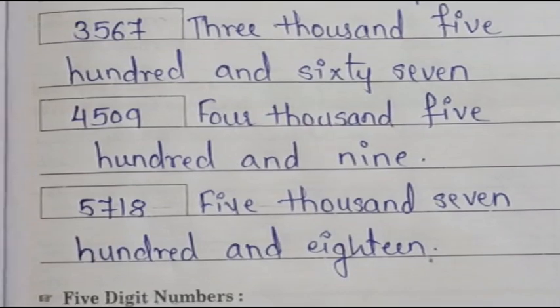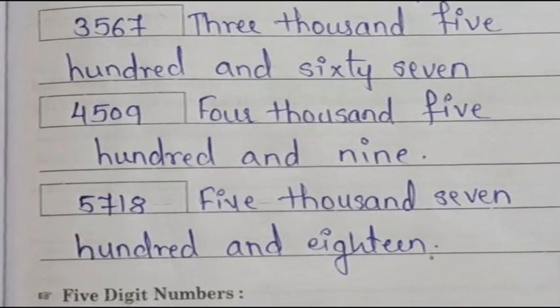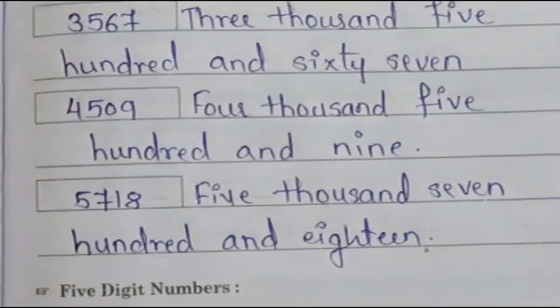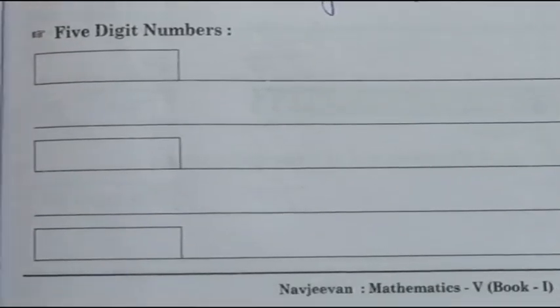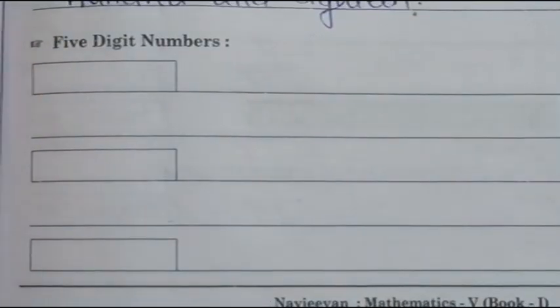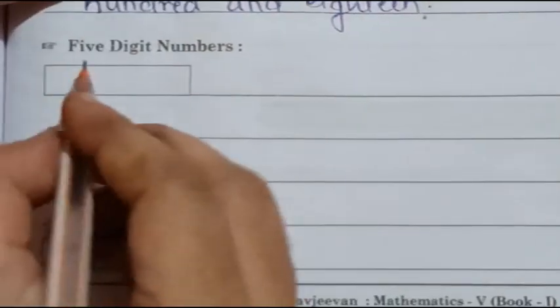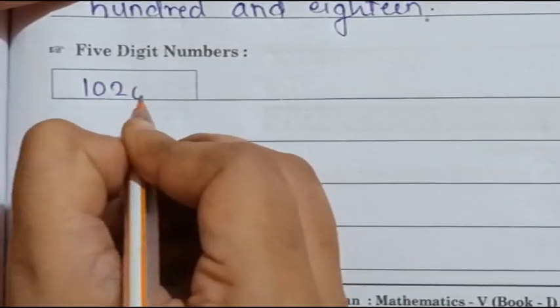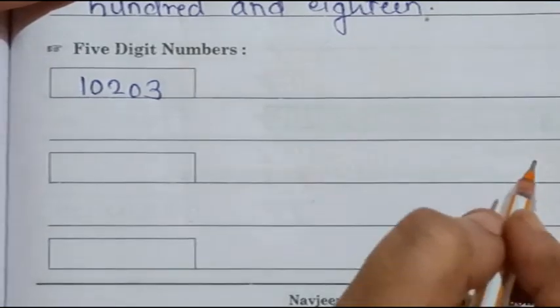Clear? So with this we have completed the 4-digit numbers. Now let's move ahead with the 5-digit numbers. This question I had given you all as homework, right? So now let us solve it. So you all can see the 5-digit numbers.